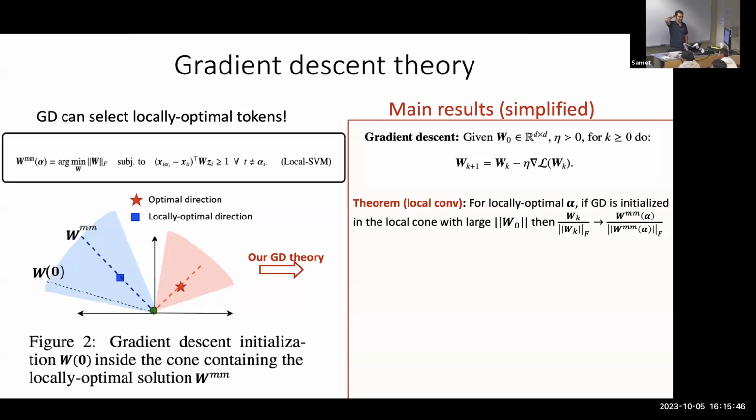So can you elaborate more on the local SVM compared to the previous SVM? It is exactly the same. It is just that rather than selecting the optimal tokens, whatever their indices are, you are solving the same SVM to separate some other tokens alpha I. But the theory says that you can only converge to locally optimal tokens.